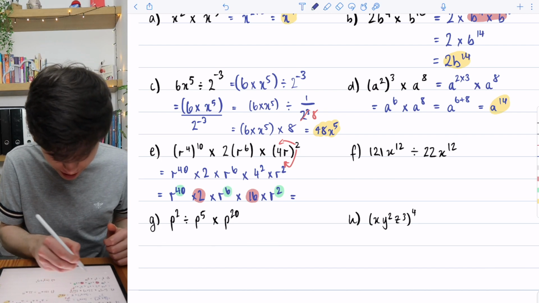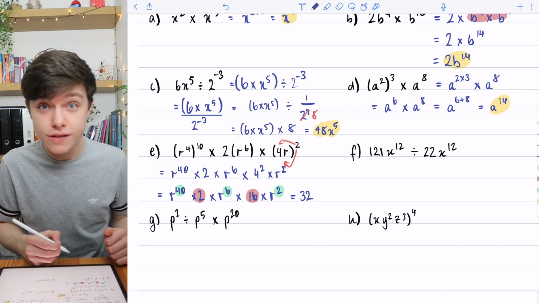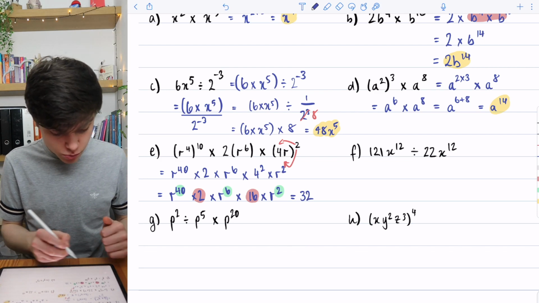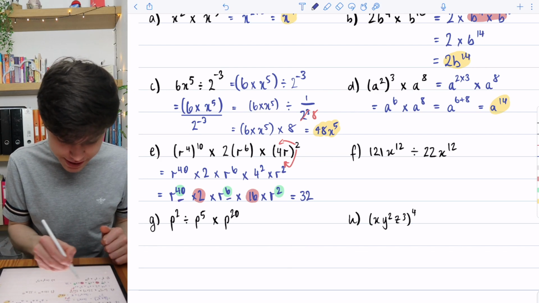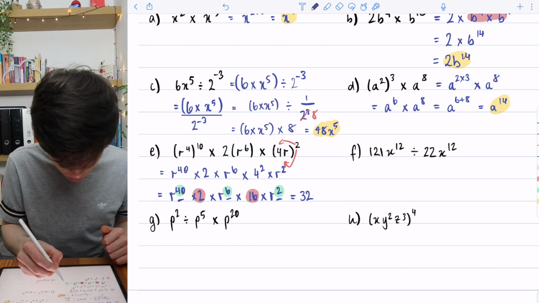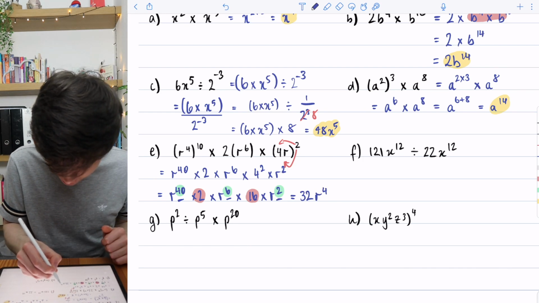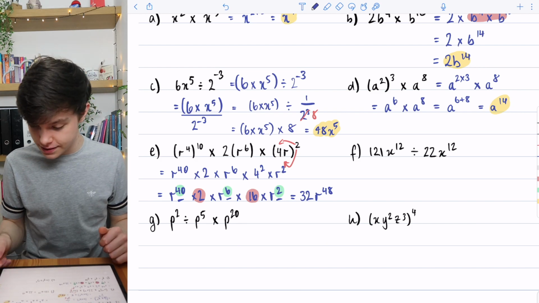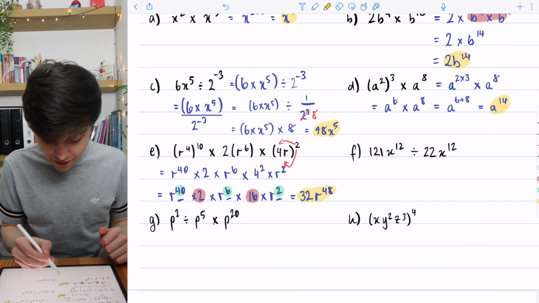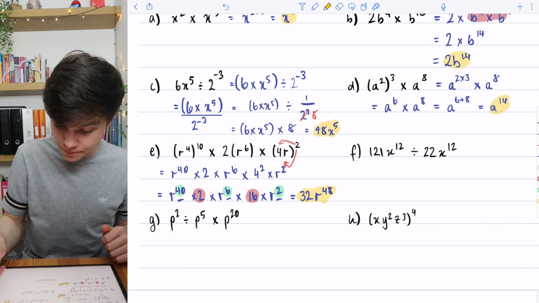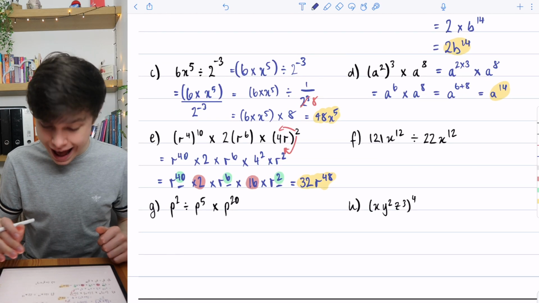So that will give me 2 times 16, which is 32, and then the powers will give me 40 plus 6 plus 2, which will give me 32r to the 48. And that is your final answer for E. Alright, let's have a look at F.